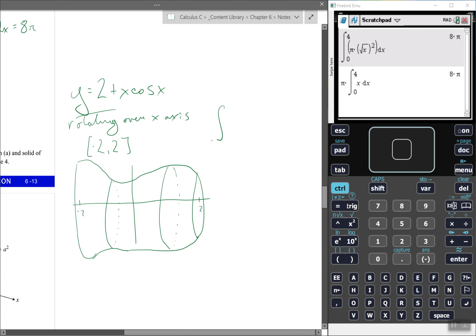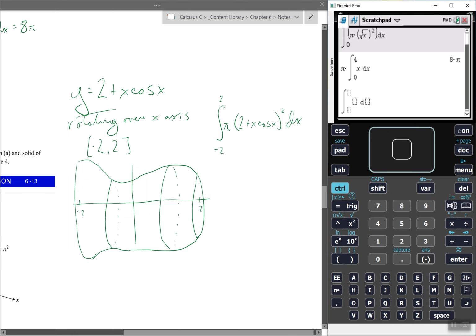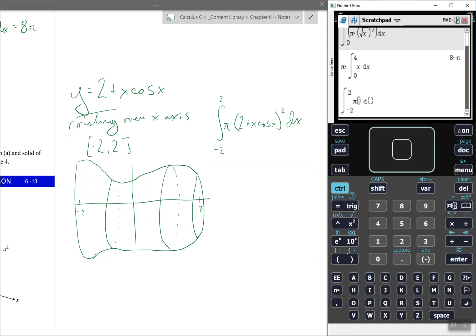The integral setup would be the integral, our limits are -2 to 2, of pi, you can put that inside, outside, doesn't matter, times the radius, which is just the function, 2 plus x cosine x, quantity squared dx. And then when we go over to the calculator, we're going to get pi parenthesis 2 plus, if you've ever done this, or maybe you did it right now, and you type just x cosine x, your calculator will change it from the standard font to italicized font on these Inspires. If you notice that happens, that is not a good thing.